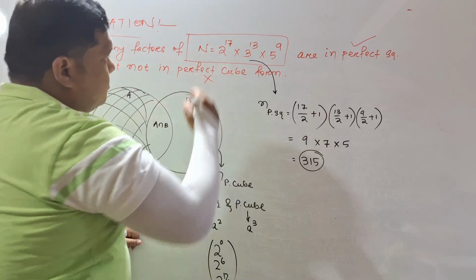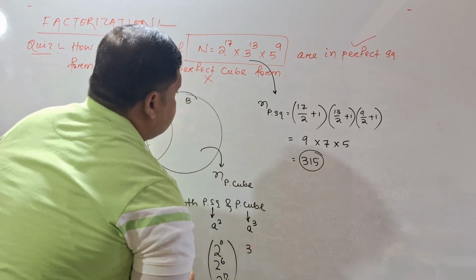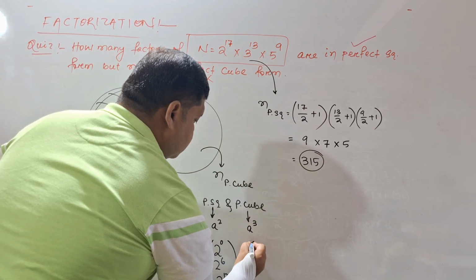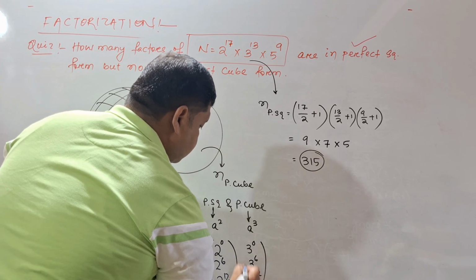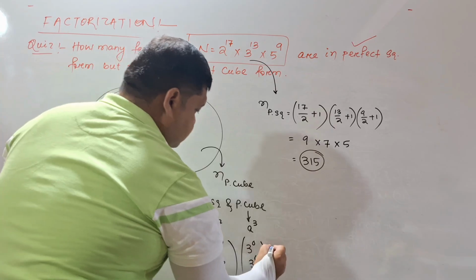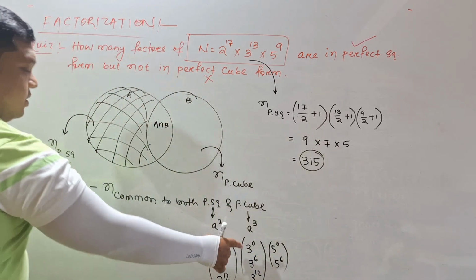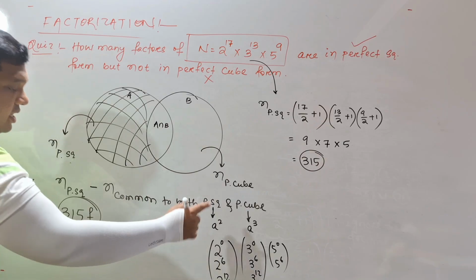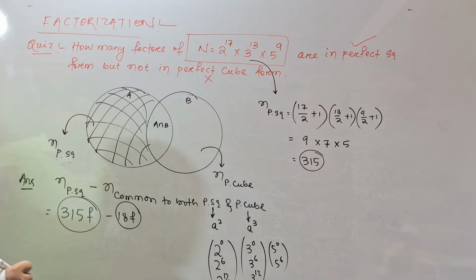Similarly 3 to the power 13, here if I consider base is 3 and power is multiple of 6, so 3 to the power 0, 3 to the power 6, and 3 to the power 12. And the last one, this is 5 to the power 0, 5 to the power 6. So my answer is 3 into 3 into 2, 9 into 2, 18. 18 factors are common to both perfect square and perfect cube.